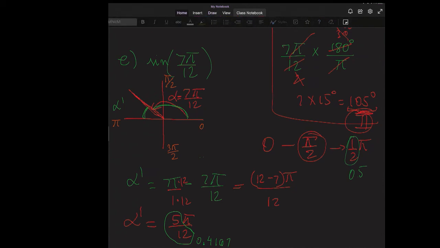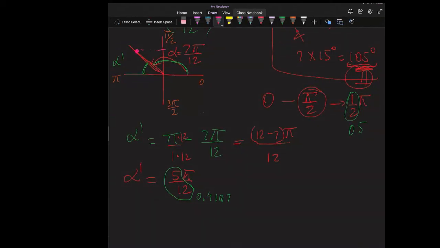Now that I know the reference angle, let me look if sine should be positive or negative, right? We're talking about 7 pi over 12, the original angle, which has a terminal side in the second quadrant. And sine, which is y over r, depends on the y value of the points. And for the second quadrant, the points have positive y value. So sine of 7 pi over 12 has to be positive. So we can now conclude that sine of 7 pi over 12 is exactly positive sine of the reference angle of 5 pi over 12.